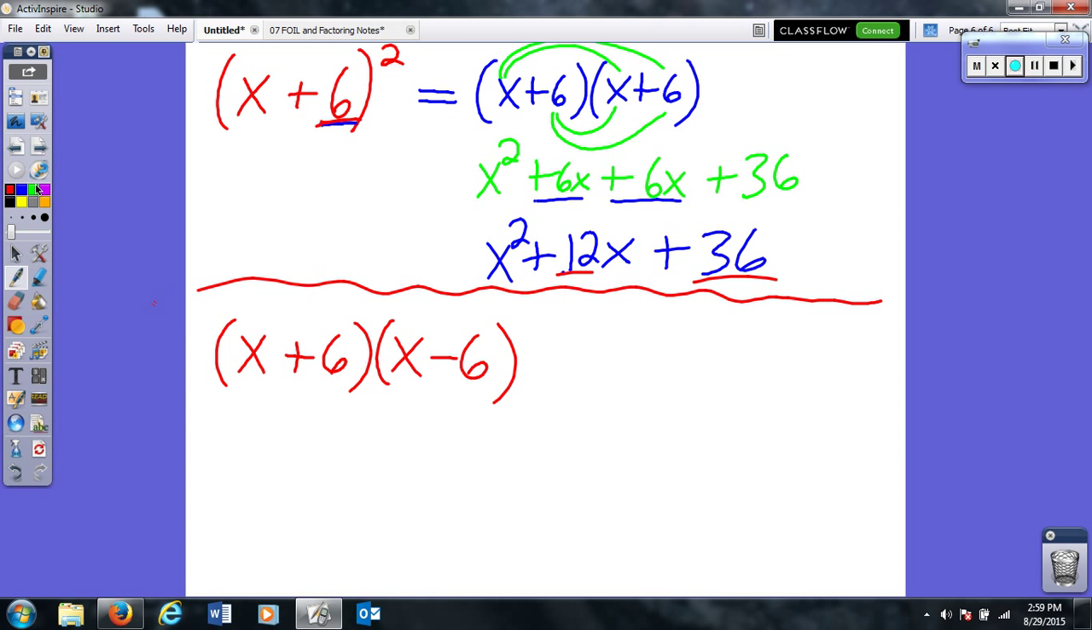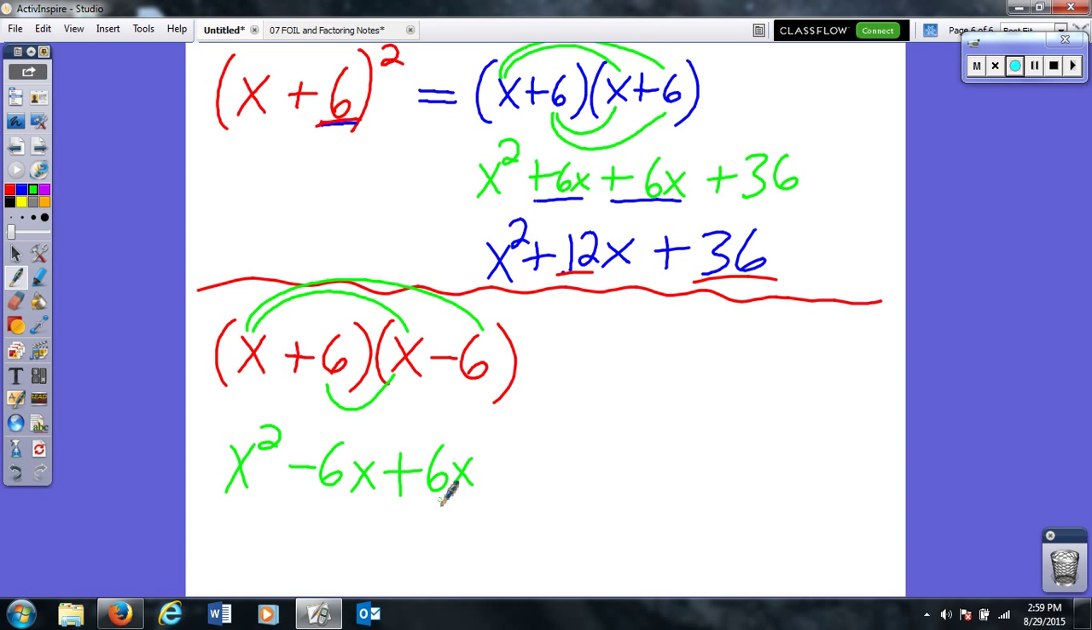Another special case that we can get is kind of the opposite of what we just did. Instead of having the middle terms be the same and combine together, they're going to be exactly opposite each other. So let me show you what that means. So when we multiply this out, we get x times x is x squared, that's first times first. Then the outer ones, that's going to give us negative 6x. But the inner ones are going to give us positive 6x. So we get a negative 6x and a positive 6x.